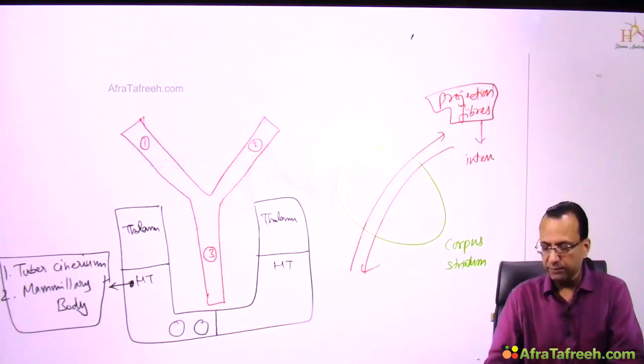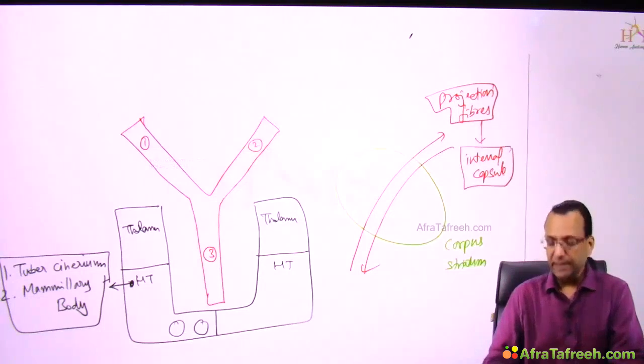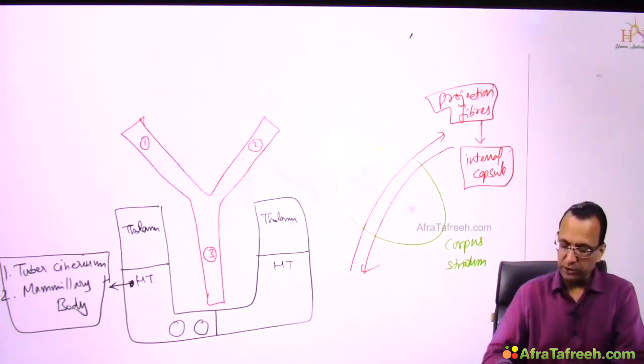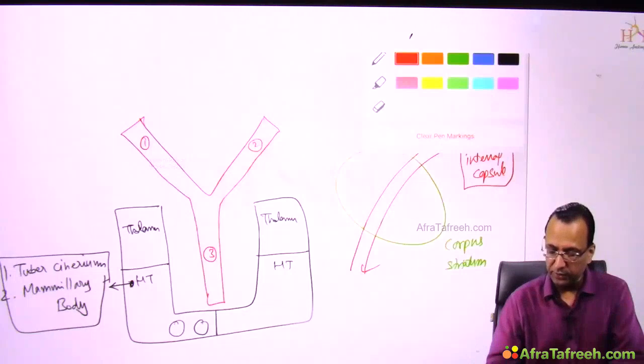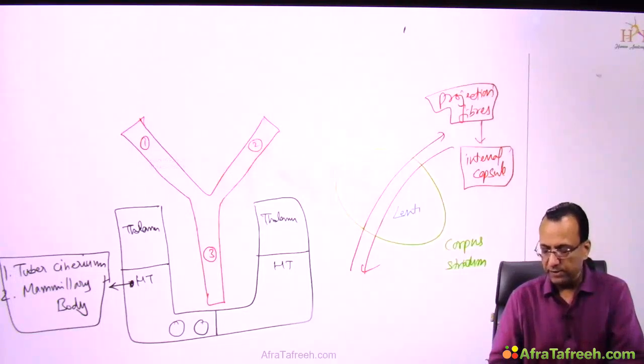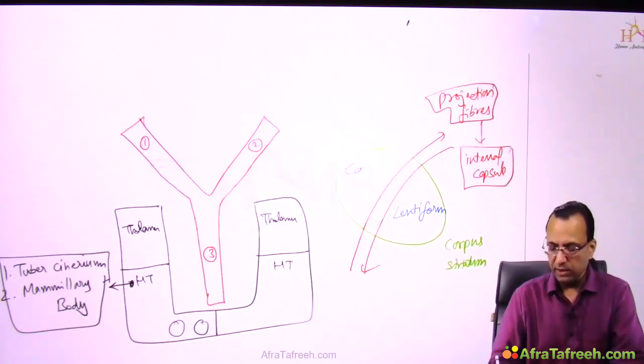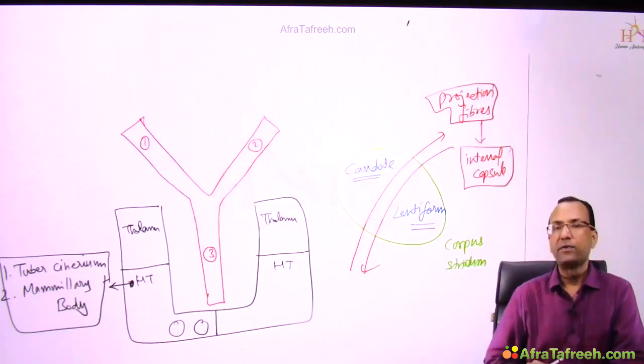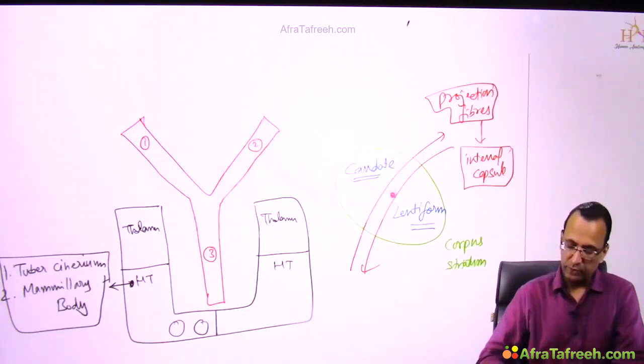And this internal capsule was bisecting the corpus striatum into two parts such that the lentiform nucleus is always lateral. And what is medial? That is the caudate nucleus. So the caudate nucleus is medial and the lentiform is lateral to the internal capsule. This orientation we wanted to have.